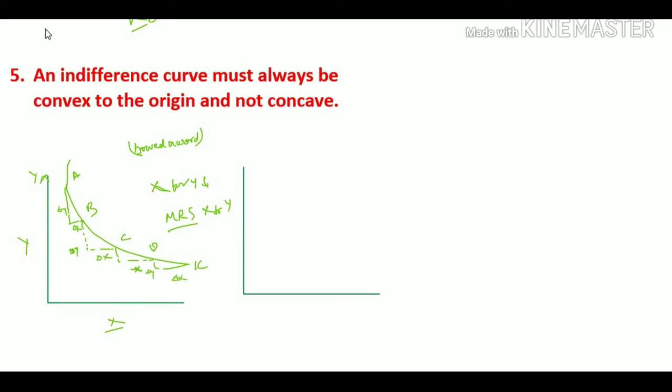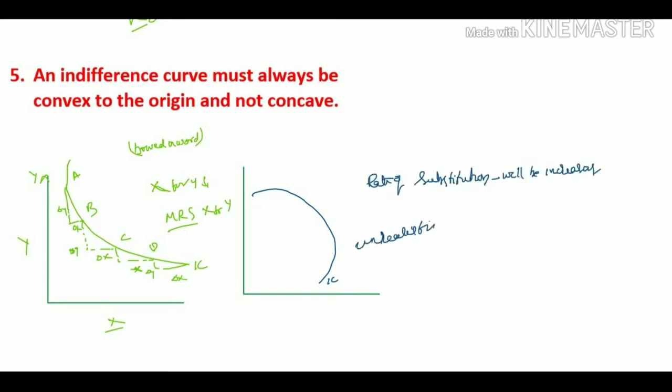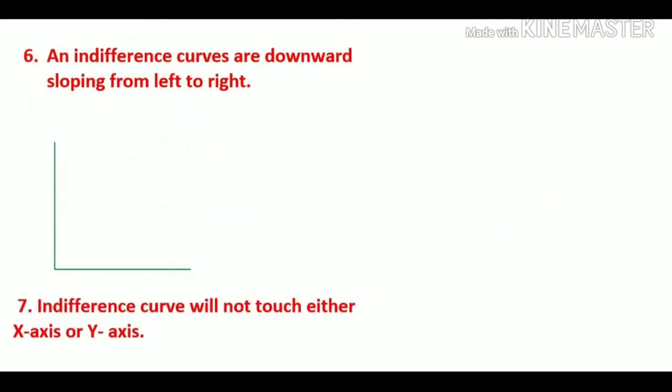The slope of the IC curve is negative. It is convex to the origin. If it is concave to the origin, the rate of substitution will be increasing. This is unrealistic. As the stock of a commodity falls, our preference for the remaining units must increase. The marginal rate of substitution must always diminish. Such a condition is satisfied only when the indifference curve is convex to the origin. And indifference curves are downward sloping from left to right.